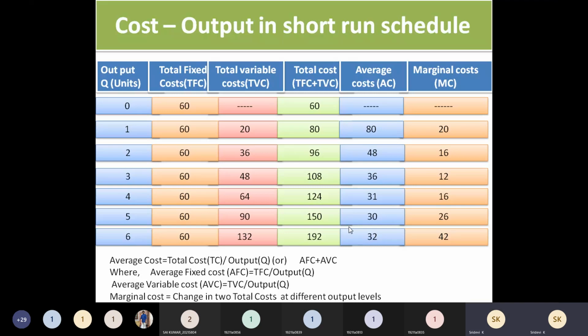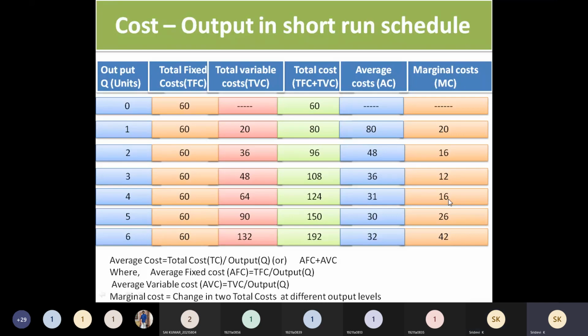Before we represent the graphs, let us compare these two. Average costs are decreasing as well as marginal costs are also decreasing. But to what extent is it decreasing? Marginal costs are decreasing only up to the third unit of output. Later it started increasing. Average costs are decreasing, no? From the third unit also it is decreasing up to the fifth unit, 36, 31, 30, right? It is decreasing, whereas the marginal cost started increasing from the fourth unit.